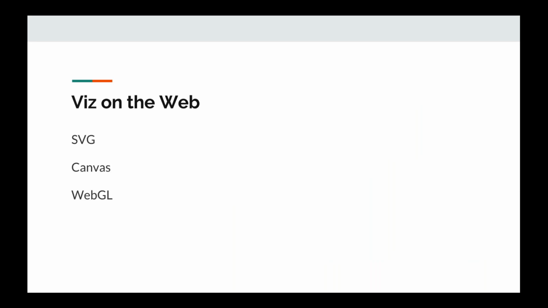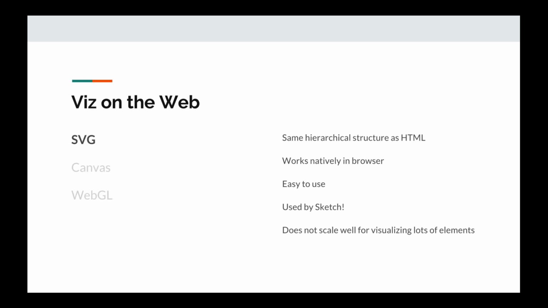Real quick, just talking about visualization on the web and how it happens. There's really three techniques you can use. There's SVG, which stands for Scalable Vector Graphics. There is Canvas, which is a rasterized type of rendering, and then there's WebGL, which uses kind of the graphics card. We're not going to go into detail on any of these options today except for SVG.